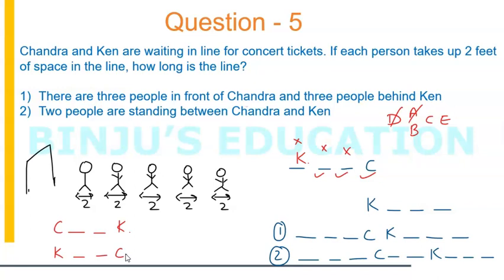If I combine both these statements, what common conclusions can I draw? Conclusion number one: if there are two people standing between C and K, let us first draw C double dash K, or we can have K double dash C. If there are two people standing between C and K and there are three people in front of C, so we will have 1, 2, 3, and three people behind K, so 1, 2, 3. A fairly possible case.